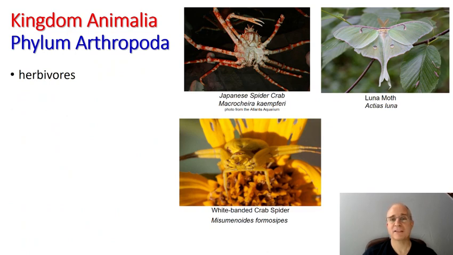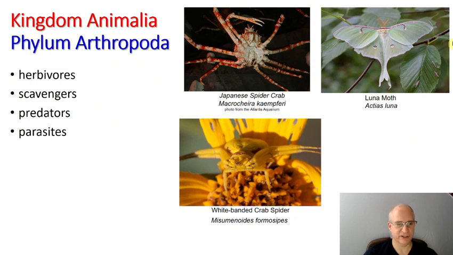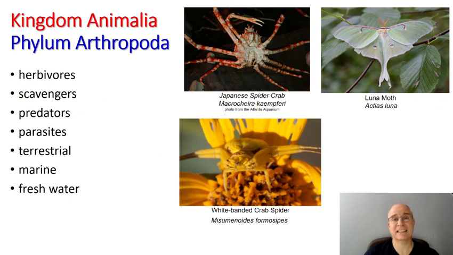Some of the arthropods are going to be herbivores, like the Luna moth over here. They're going to eat exclusively plants. Some arthropods are going to be scavengers, like the crabs, although crabs can be predatory too. But many of the arthropods are going to be predatory, like the spider that you see. And some of them are parasites. So when we had the picture of the mosquito up a little while ago, mosquitoes are parasites. We find them on land, they're terrestrial, some of them are marine, some of them are freshwater. So like we said, there's lots of different arthropods out there. We're going to find them in lots of different places.